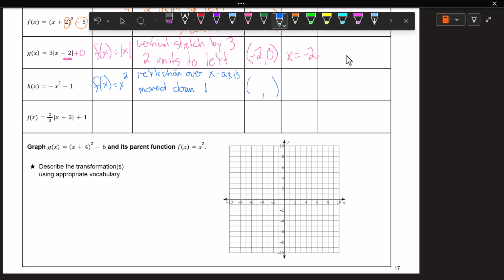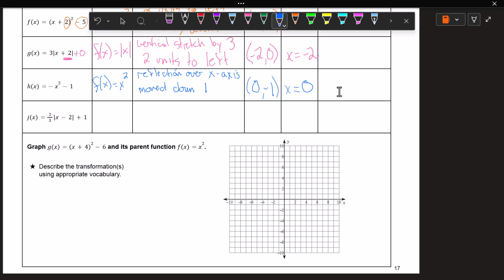Our vertex is usually at 0, 0. The only movement we did was down 1. So our x-coordinate is still 0, but our y-coordinate is negative 1. And then x equals 0 is our axis of symmetry, because again, it's the same thing as the x-coordinate of our vertex.